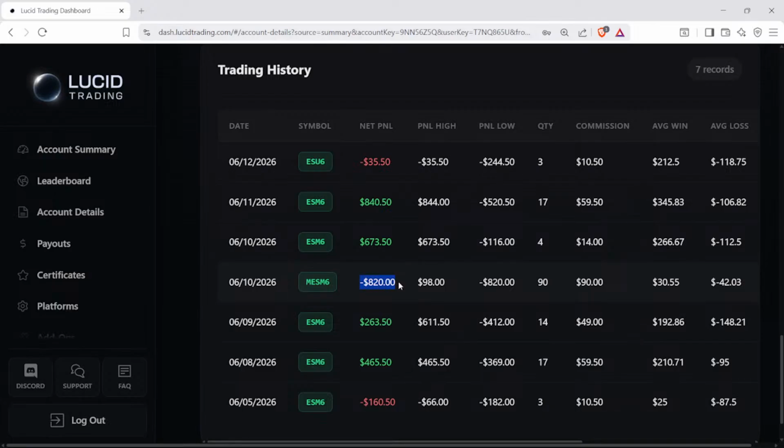3, 2, 1. I traded micros. I traded micros. So I was up this 673.50 on the 10th. In the overnight market, I was up 673. Nice.